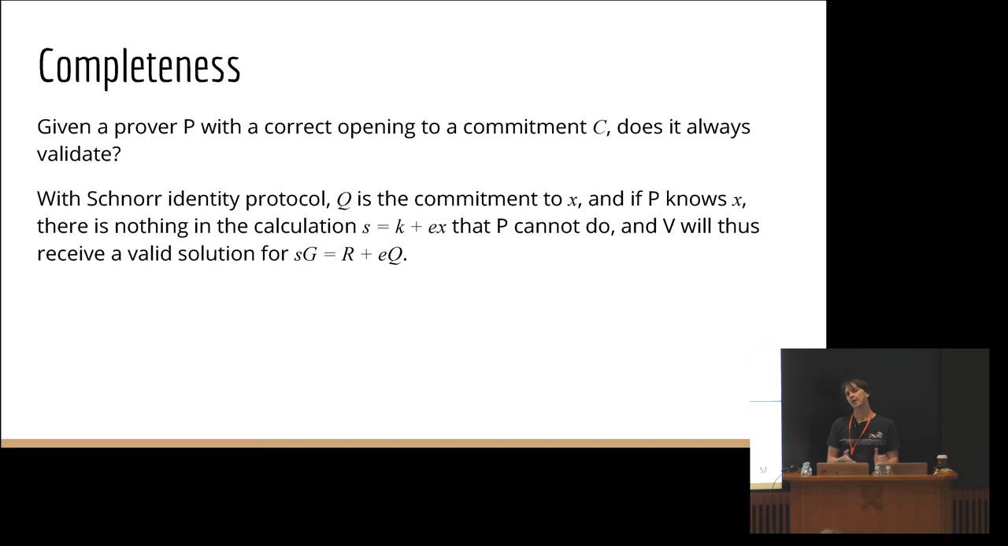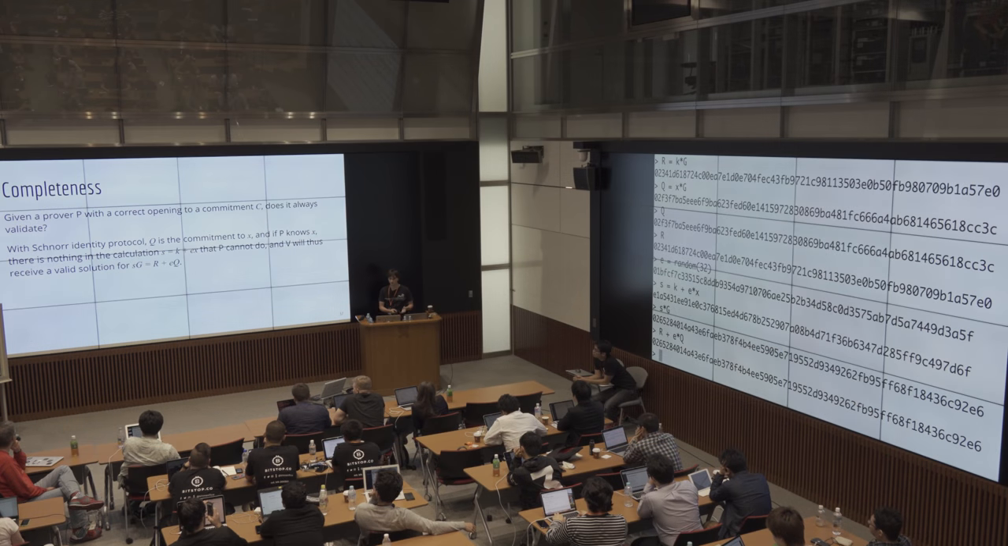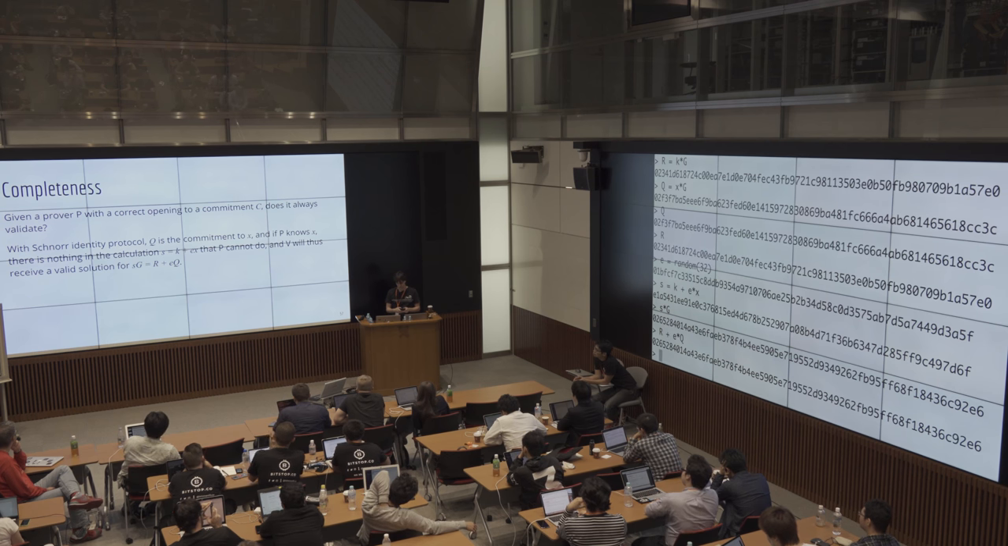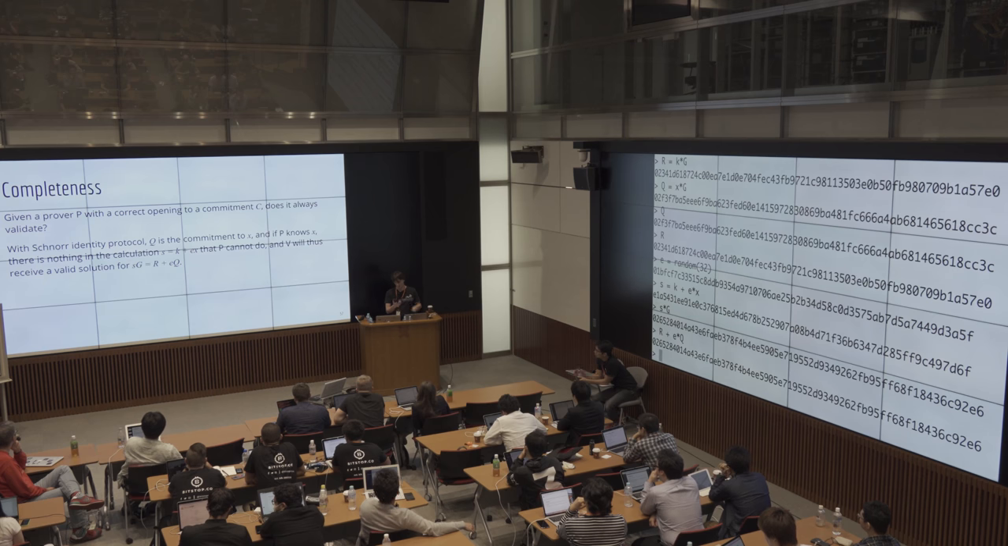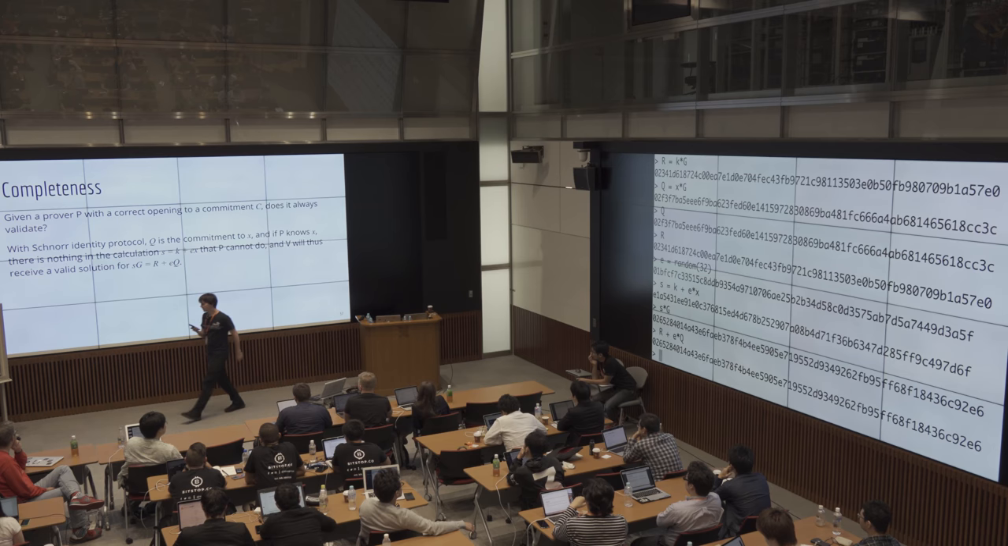So anyway, we talked about three features: completeness, zero knowledge, and knowledge soundness. We're going to look at Schnorr signatures a little more in detail, and first look at completeness. So you have a prover, and I'm not even going to read this. Instead, I'm going to show you an example.